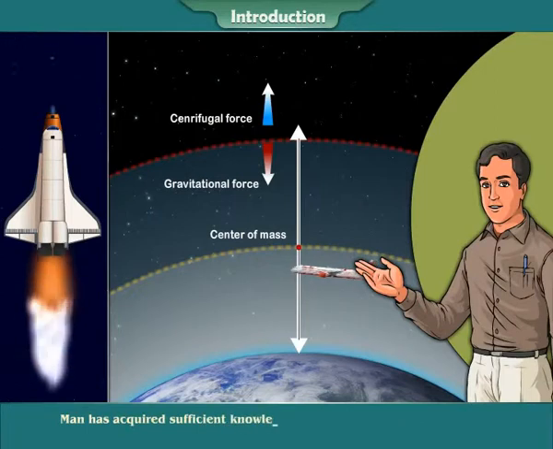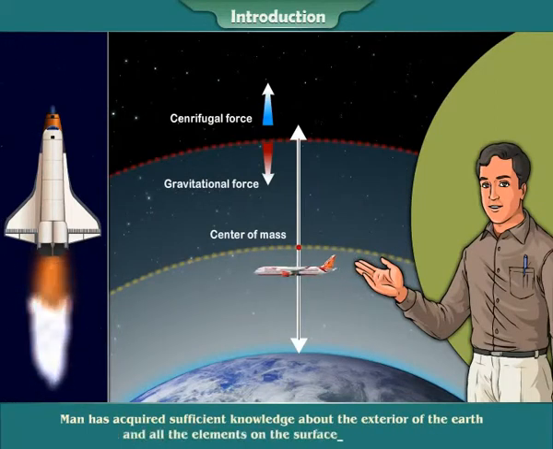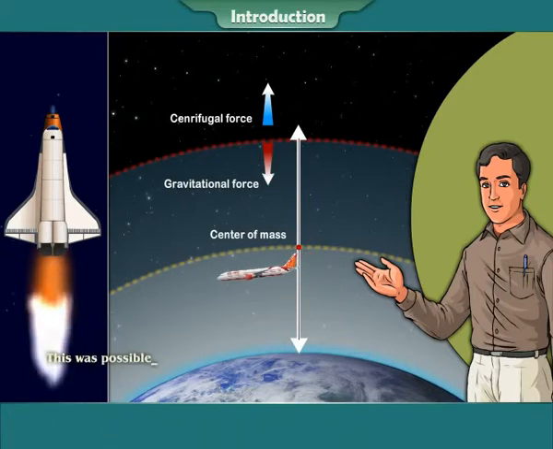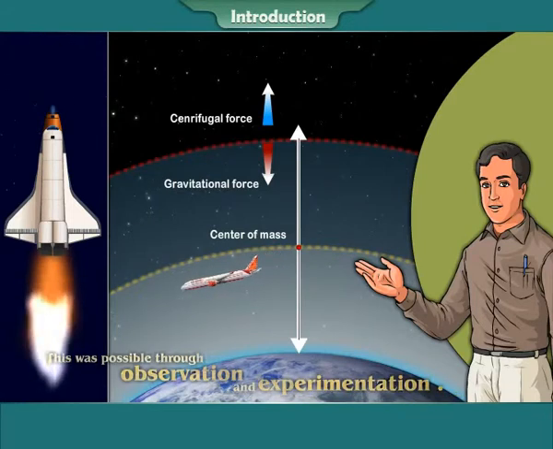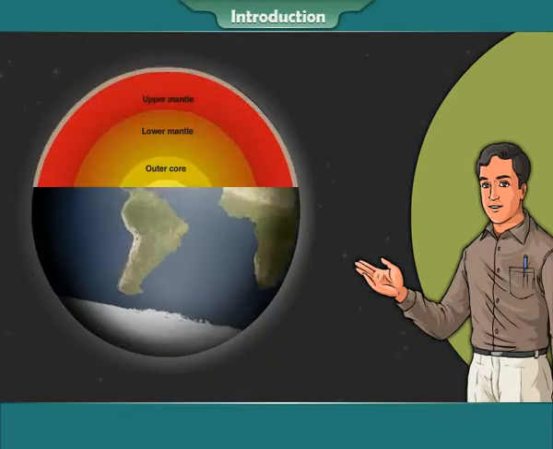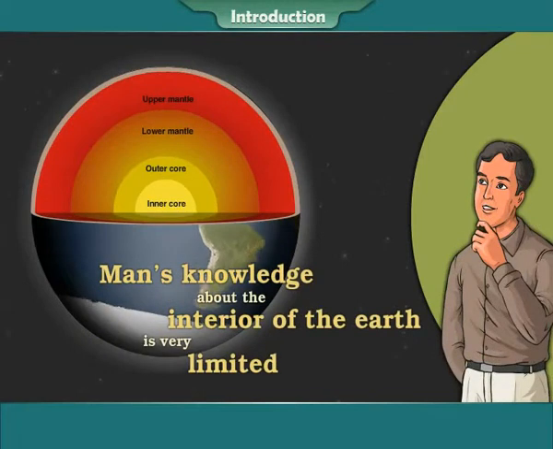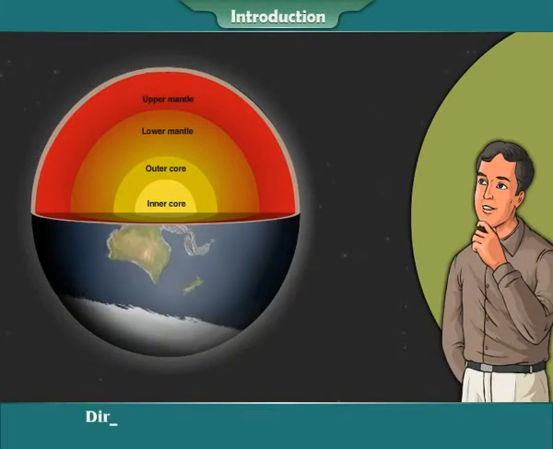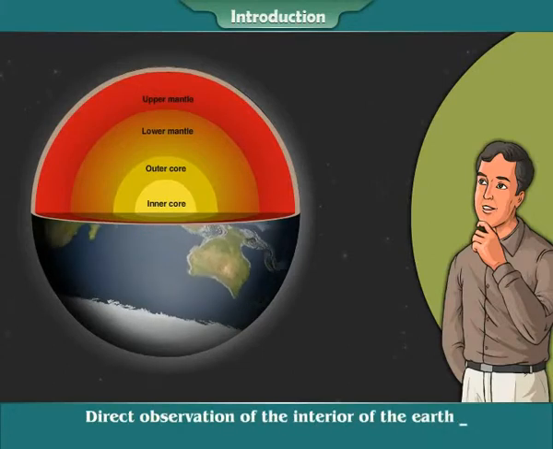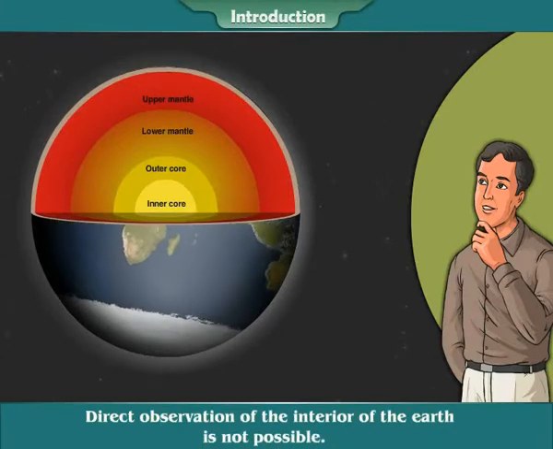Man has acquired sufficient knowledge about the exterior of the Earth and all the elements on the surface of the Earth. This was possible through observation and experimentation. At the same time, man's knowledge about the interior of the Earth is very limited because direct observation of the interior of the Earth is not possible.